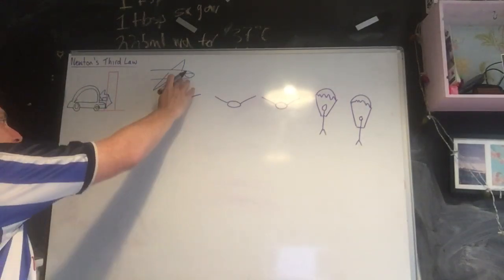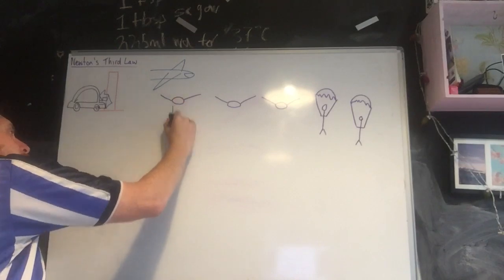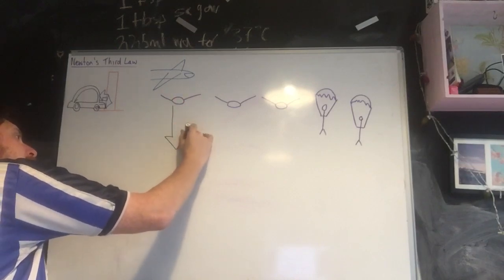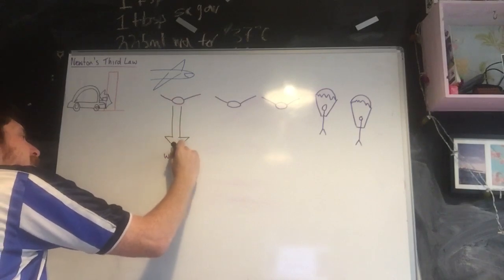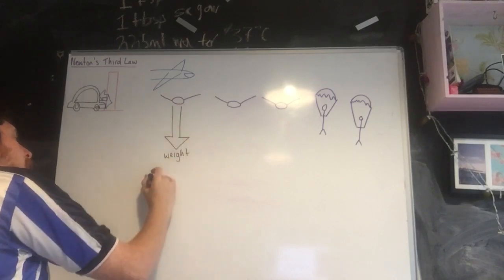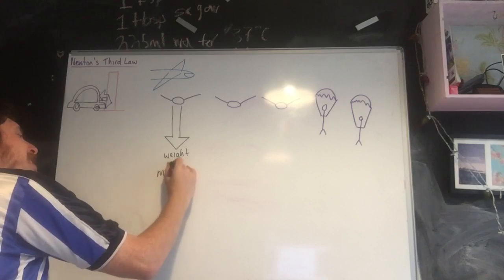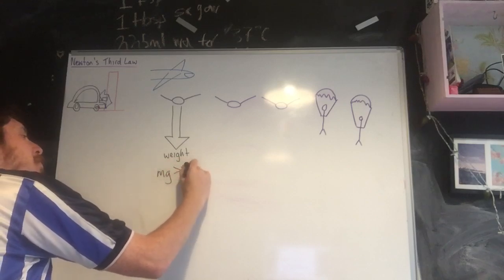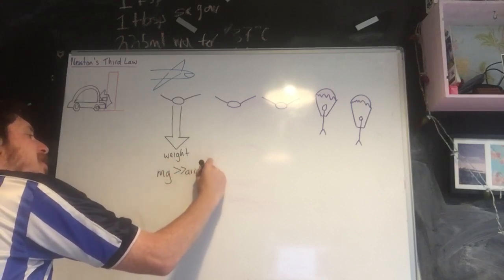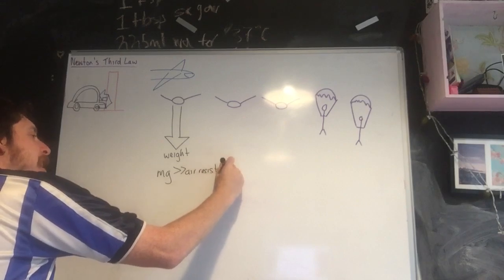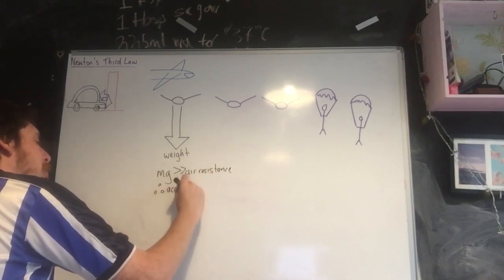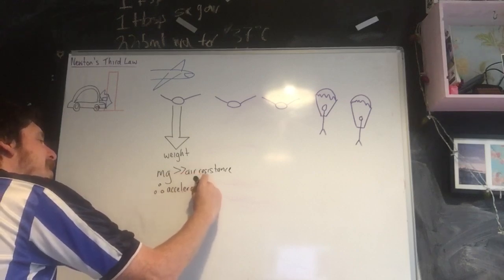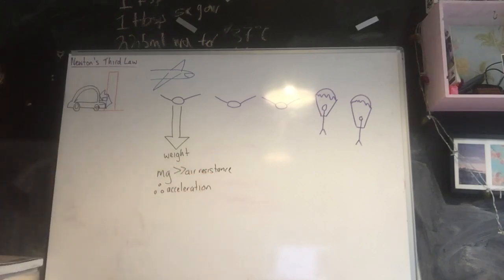So if we jump out of a plane, the force of gravity acting on the mass, so the weight of the person, is a lot bigger than the air resistance. And therefore, the person accelerates due to this unbalanced force. And that is Newton's second law.